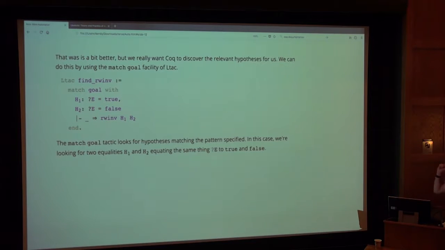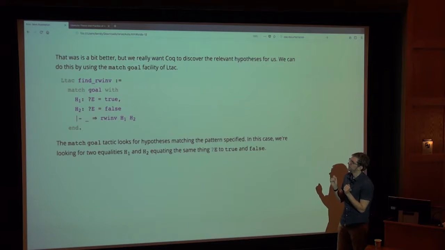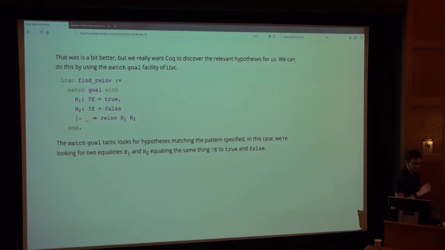We can actually make it much better, because Coq has a mechanism, Ltac has a mechanism, for doing pattern matching on the goal and using that to apply tactics in a smarter way. And so this is an example. Using this match goal construct is like the first entry point into getting your own sort of hyper automation when you're writing your own Ltac code.